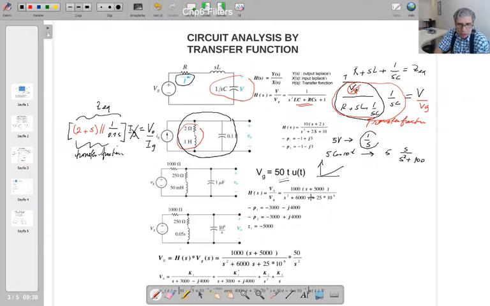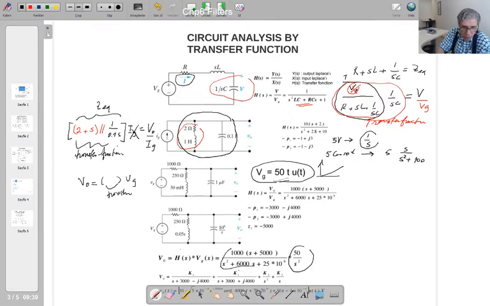So the transfer function is given here. You could calculate this transfer function. What you're going to do is find V0 in terms of Vg. If you do so, that's going to be the transfer function. Once you have found the transfer function, the Laplace transform of this input is given here. If you multiply the transfer function, which has been calculated here, which is this, with the input, you get the output.